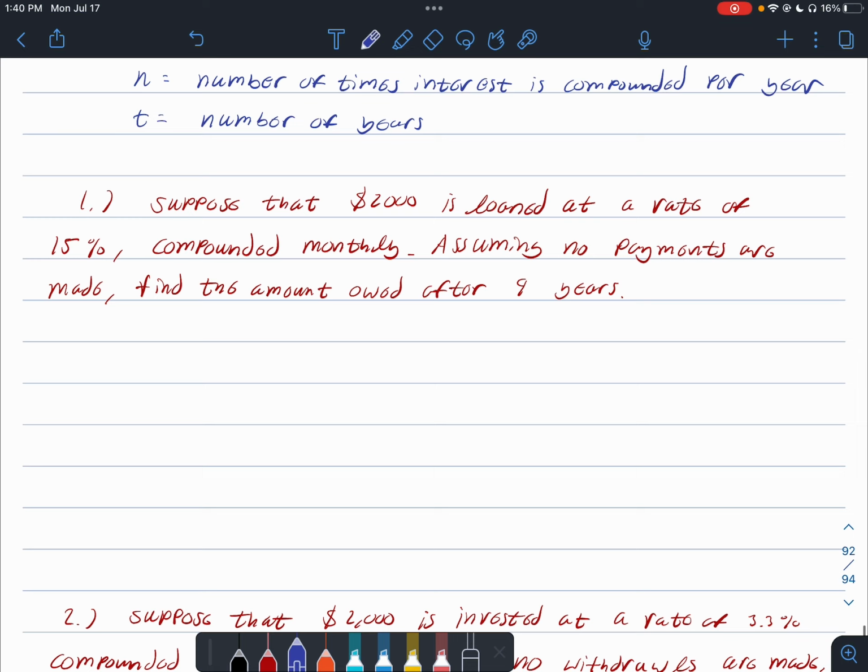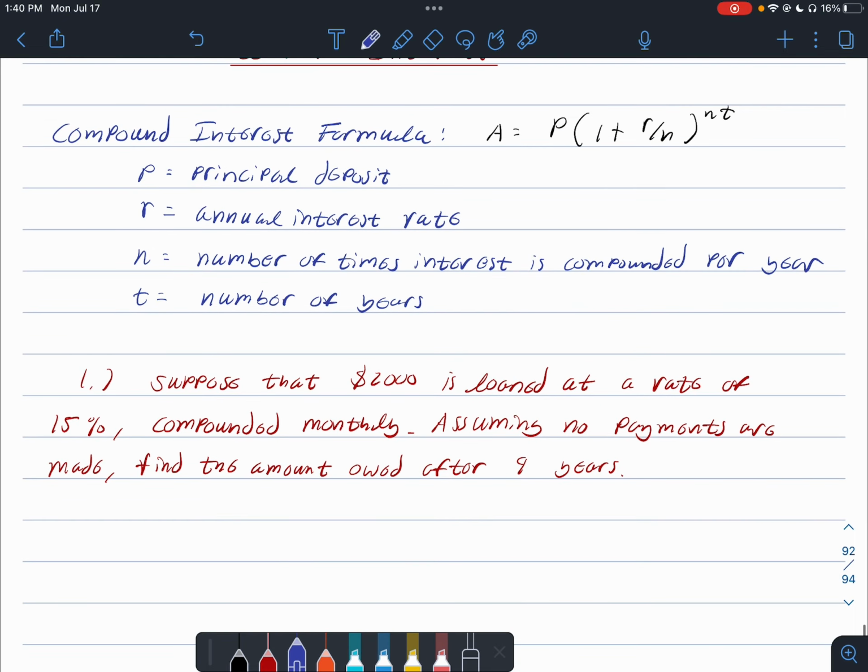The first one I want to look at is a loan example, okay? So let's suppose that $2,000 is loaned. So you go to the bank, you take out a loan for $2,000, and it's loaned at a rate of 15% interest. It's compounded monthly. All right, so assuming no payments are made, find the amount owed after 9 years. So you take out this loan, it's at 15%, and you don't make any payments on it. What is it that you will owe 9 years from now?